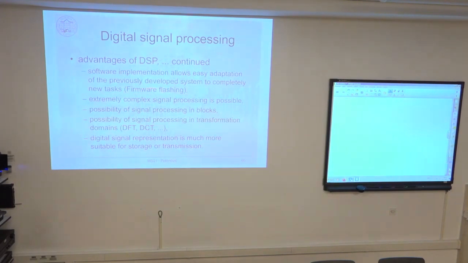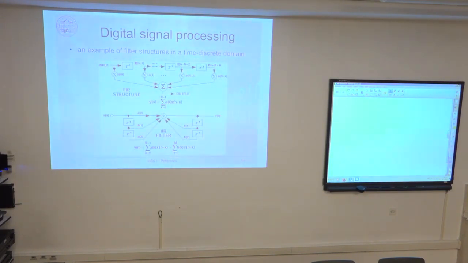As I said, very complex signal processing is possible in this time sample form. And this digital signal representation is also much more suitable for storage or transmission. Once I have this signal as a sequence of numbers, I can do any kind of storage, any kind of transmission much more easily than with an analog signal. And just to illustrate the basic idea of how signal processing looks in this time discrete domain.